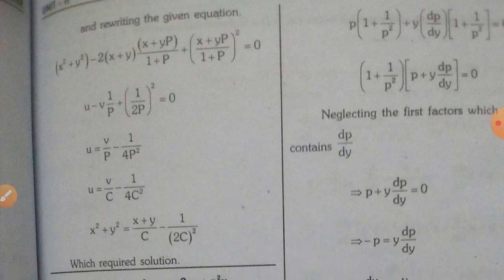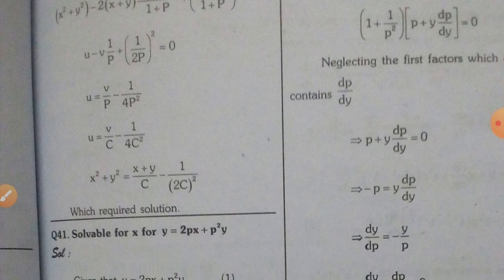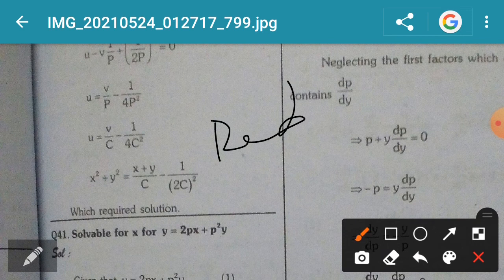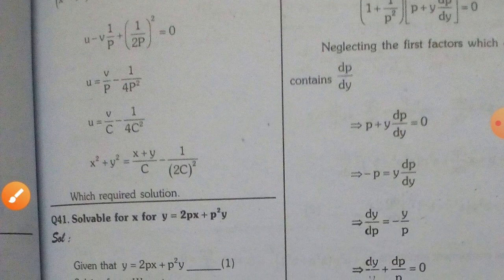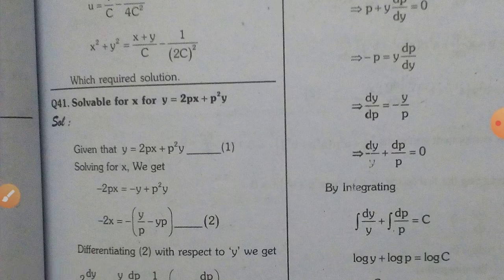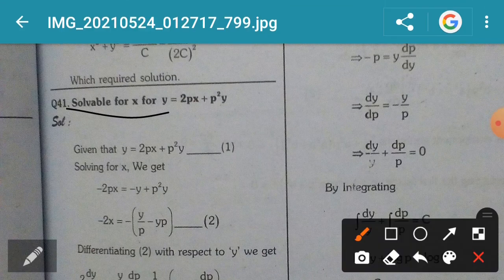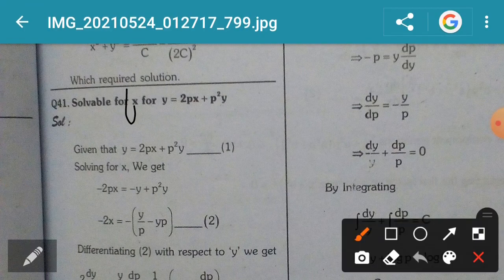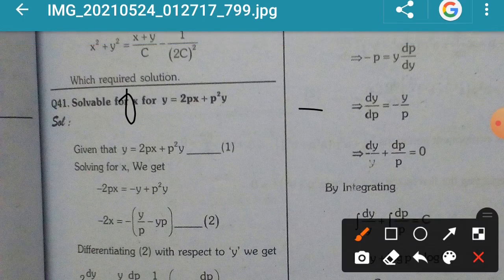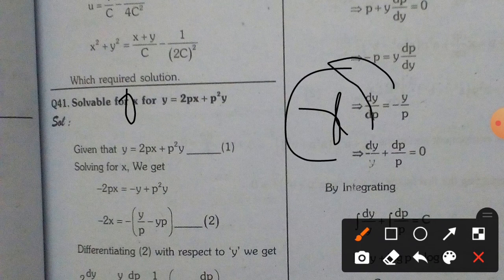This is the process of finding the equation reducible to Clairaut's form. After that, one problem is there. This is the soluble for x problem. You have to give here soluble for x, for y equals is there. The question is, what is soluble for x? Soluble for x means x is only a single term. Soluble for y means y is only a single term.